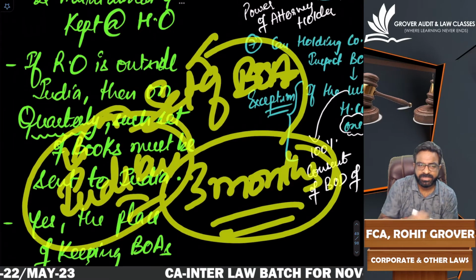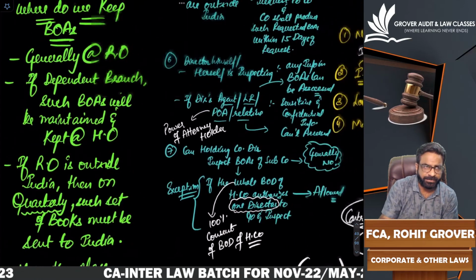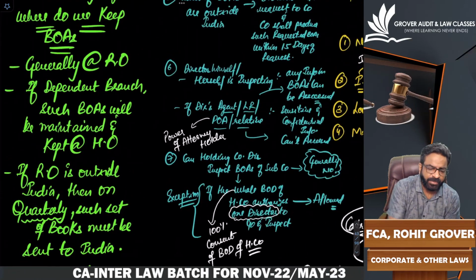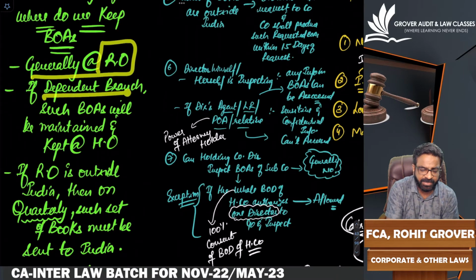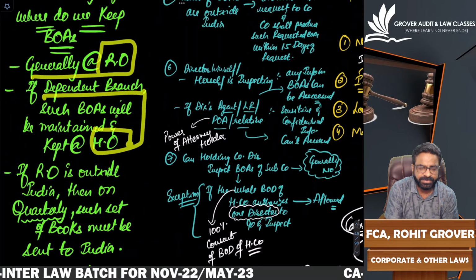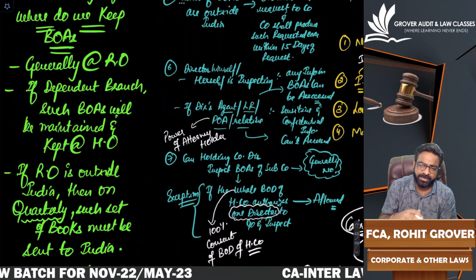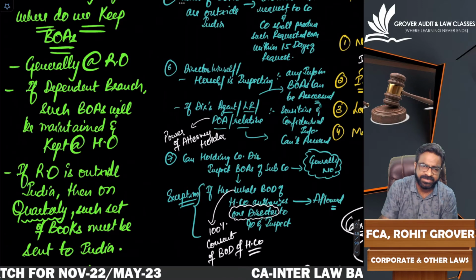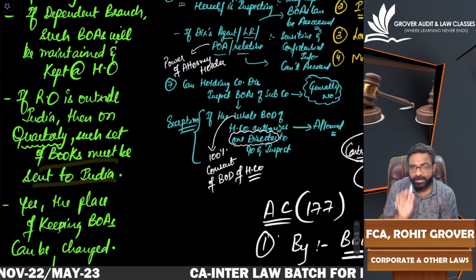Did you all understand this rule? Yes. So tell me what are the three rules you understood? Where do we generally keep our books of accounts? Registered office. If it is a dependent branch, who will prepare the books of accounts? Head office. If my registered office is outside India, semi-annually, annual, or quarterly basis? Quarterly, every 3 months, such books of accounts must be sent to the Indian company.